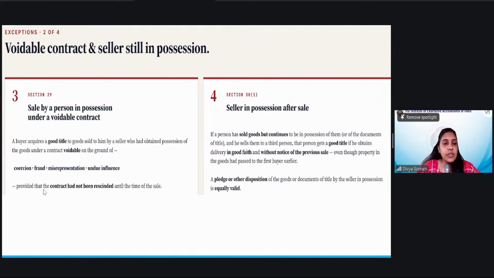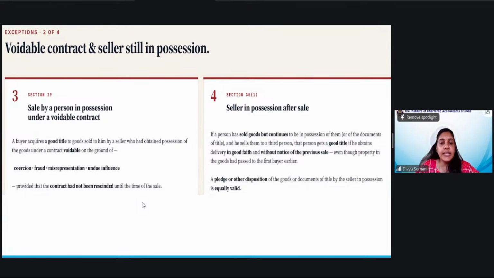So that is what is mentioned here, provided that the contract had not been rescinded until the time of the sale. Rescinded means cancelled. This original contract between me and Pooja had to be cancelled and then the pen had to be returned to Pooja. Obviously, if it had been cancelled, then the new buyer would not get the right. But since Pooja has not taken any action, and meanwhile I have sold it to someone else, the new buyer will gain the ownership rights. So this is what is contained in this topic.